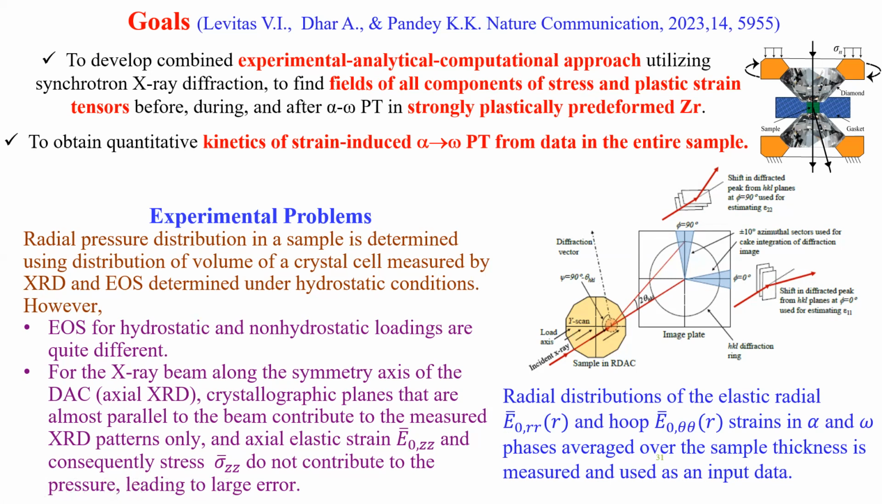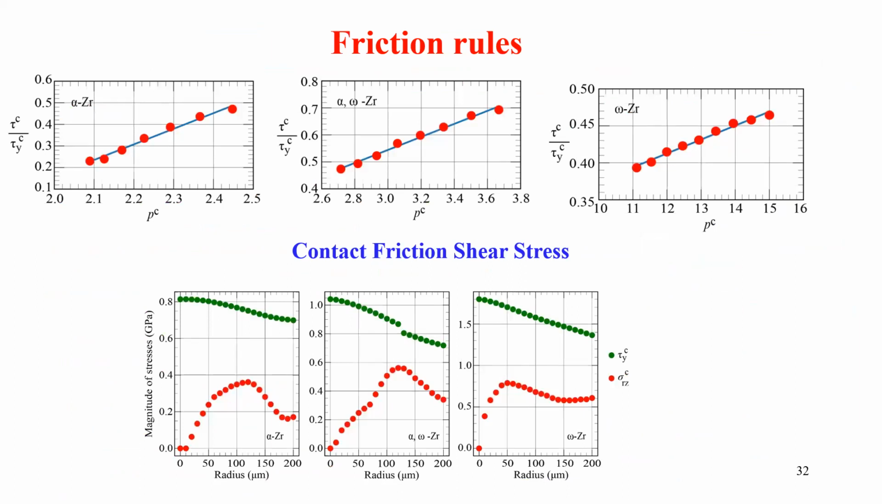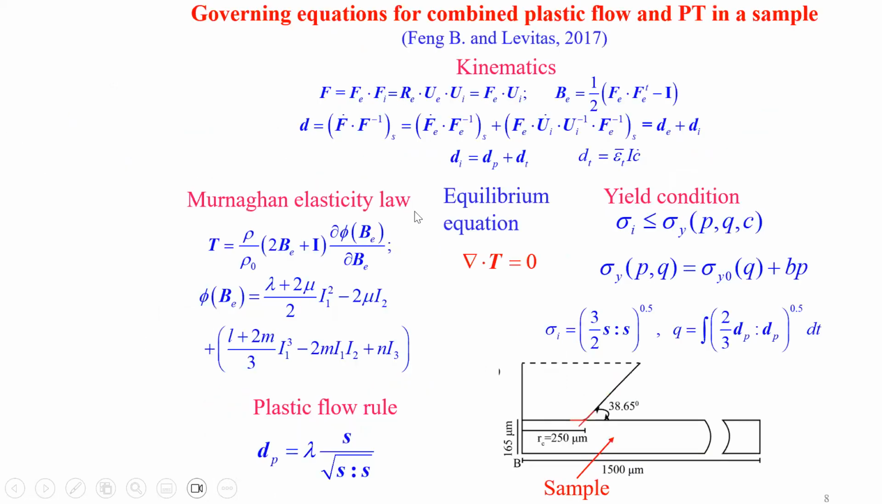And so after performing this procedure, we found at the initial stage the distribution of friction stresses, and you see indeed they are much lower than the yield strength in shear. And then we found the rule for how they depend on friction for the alpha phase, omega phase, and for the mixture. I will not go into detail. This is our model, the mechanical part of the model. The phase transition part will come later.